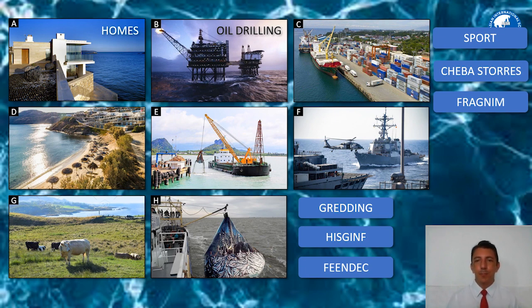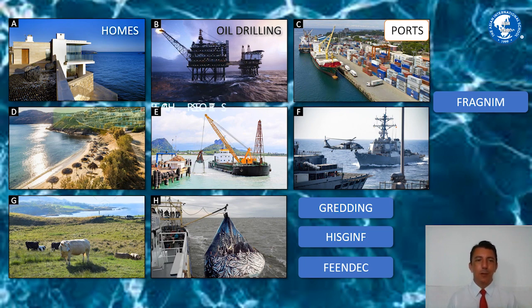Picture C. We see large ships with containers. Another use of the coast is for ports. A port is a place where ships can come in and dock, and they load and unload their cargo containers. Picture D. This is a beautiful beach resort. So people like to have holidays beside the beach, so we build these hotels and resorts on the beach.